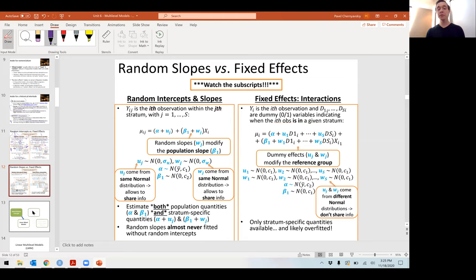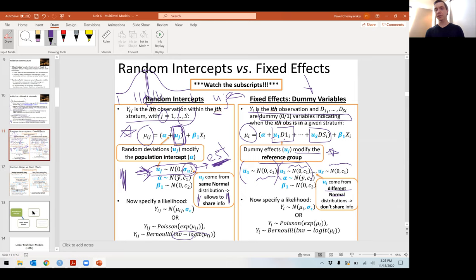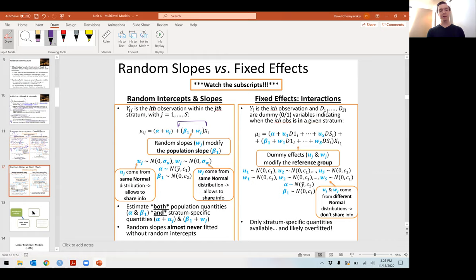What if we not only let the intercept differ by stratum, what if we also want the slope to differ by stratum? So here we're including the UJs to allow there to be different intercepts, but we're also including something that we're calling WJ that modifies the population slope. These WJs will come from their own normal distribution, right? So they're centered at zero, so our WJs can be negative or positive, right? So we can be a little bit flatter in some strata and a little bit steeper in other strata.